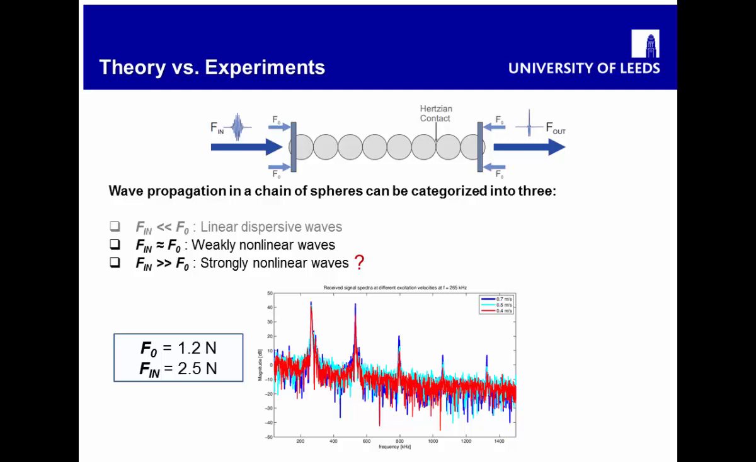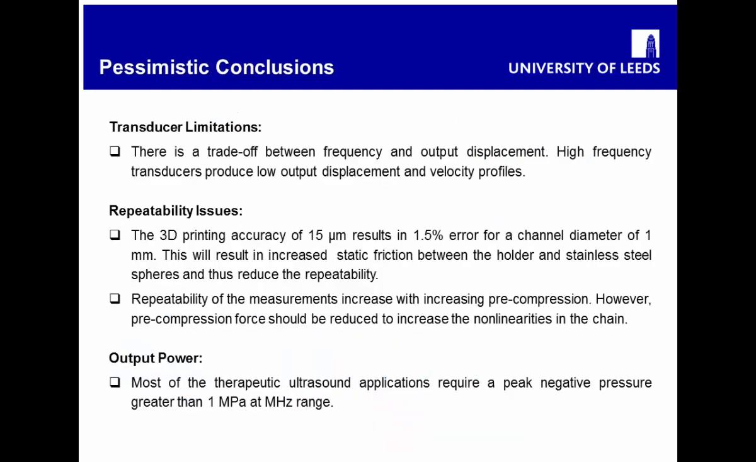Second option is, are they at a comparable level? I measured the input force. It's around twice the precompression force. However, I can't safely say it's in a strong nonlinear region. I think it's still somewhere in between. We are not getting impulses as wideband as we are expecting. So I'm going to be critical and give some pessimistic conclusions about my work.